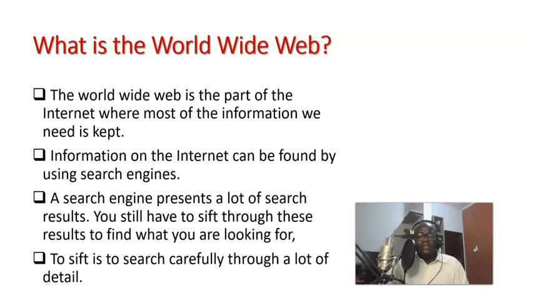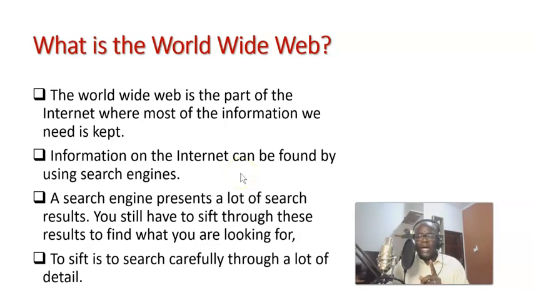Now the thing is, suppose you are looking for information on the internet. How are you going to find it? Maybe you want to read something about what you learned in a science lesson. Maybe you want to learn more about the respiration system and you want to search for information. What tool can you use? You use a program that is called a search engine. So information on the internet can be found by using search engines.